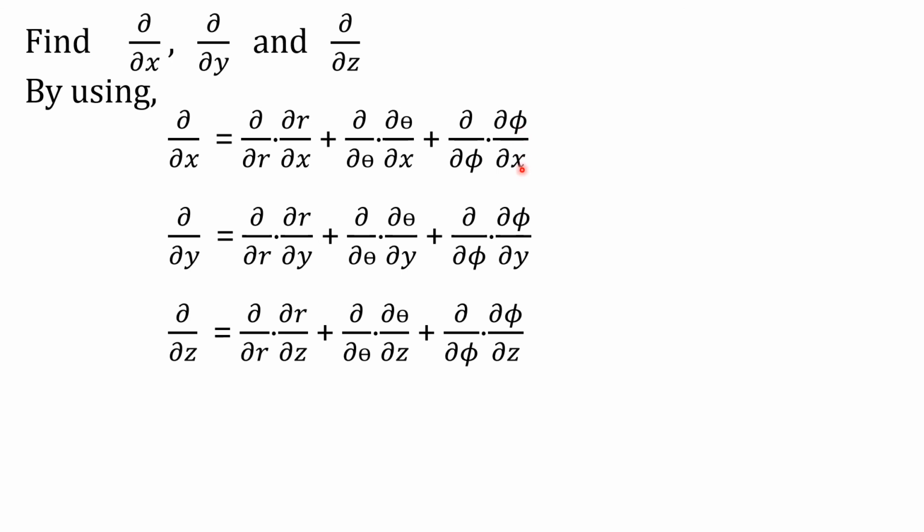Third term, del phi by del x. Since the tan phi term is known, that is y by x, differentiate the phi term with respect to x, substitute the value here and differentiate again with respect to phi. Total term is del by del x. Similarly, we find del by del y and del by del z.